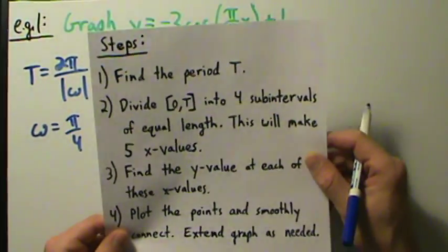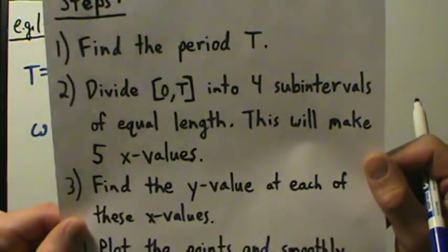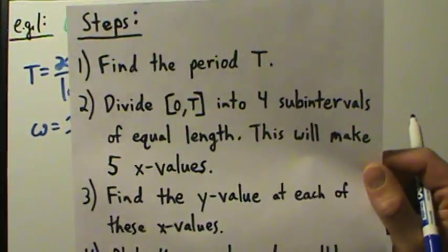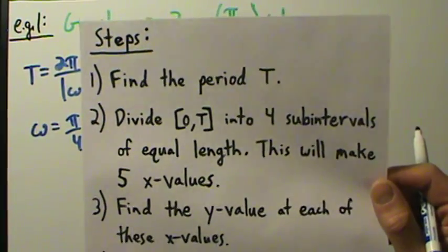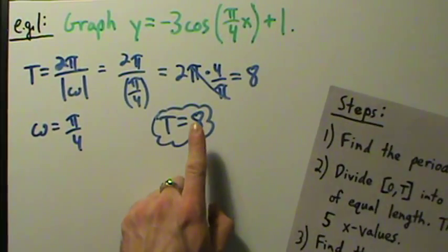Step 2, divide this interval 0 to T into 4 subintervals of equal length. This will make 5 x values. Okay, so this step sounds kind of complicated, but it's actually really not that bad, especially since we have the number T equals 8. That's a nice number, that's really good for us.